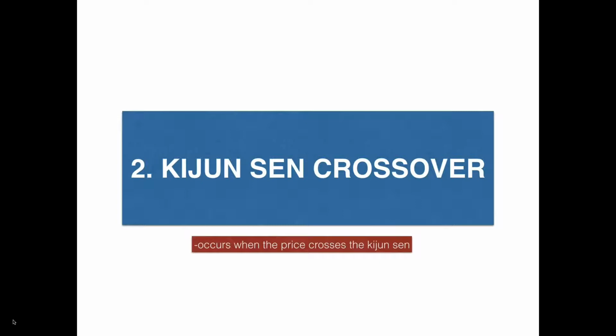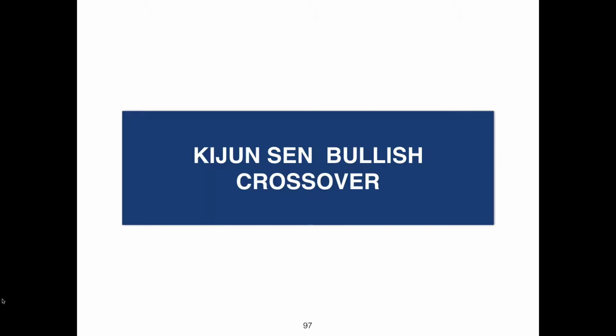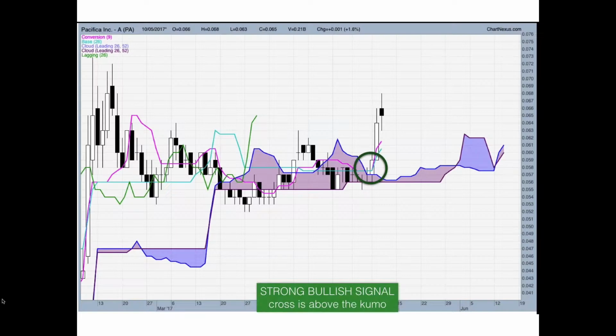Well, let's talk about the next Ichimoku signal, the Kijun-sen crossover. This occurs when the price crosses the Kijun-sen. A bullish crossover happens when price crosses above the Kijun-sen line. Here are examples of bullish crossovers.